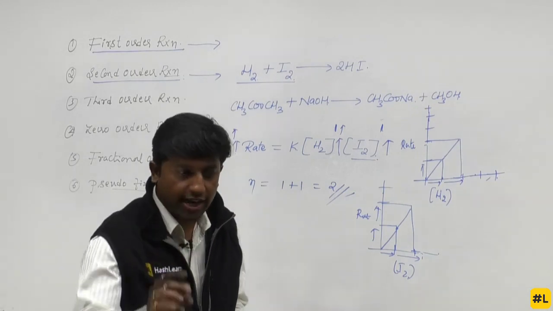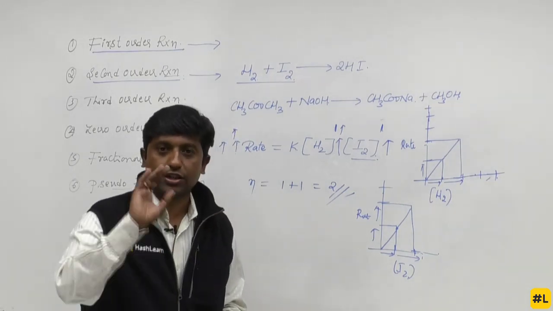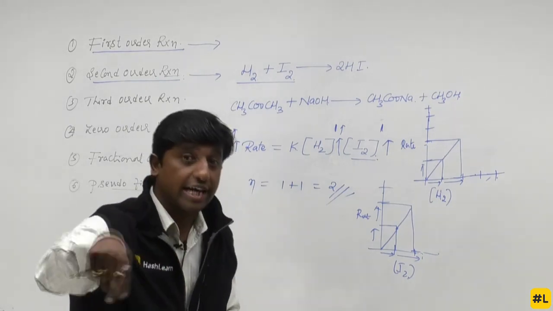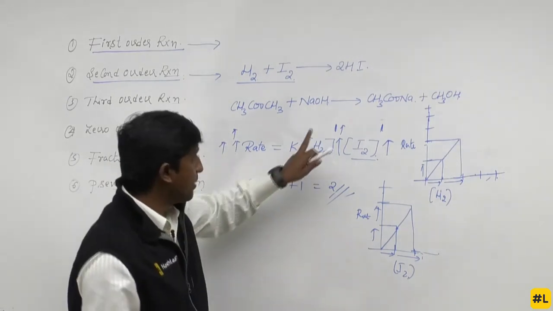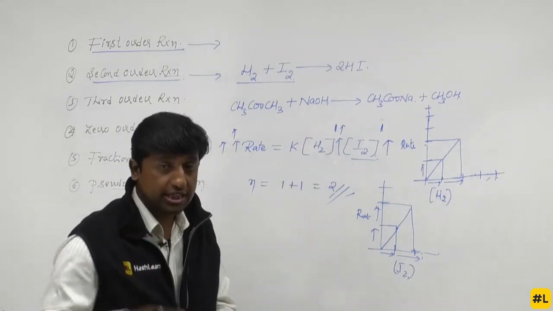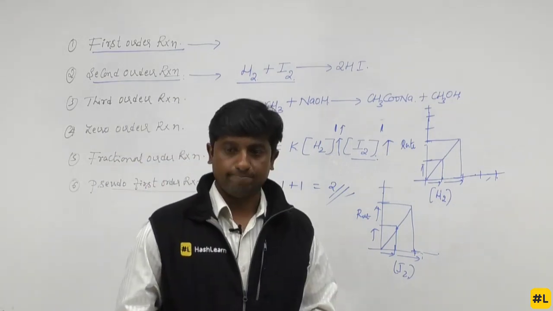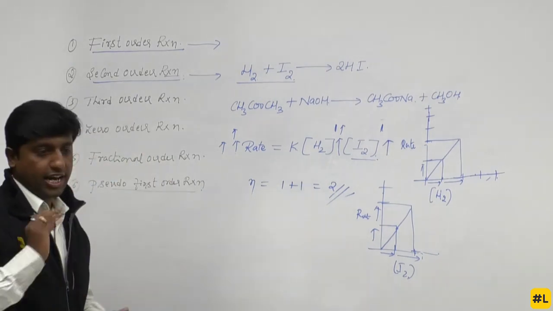Students, the order of the reaction tells us how many times the rate increases with increase in the concentration of reactant. I repeat this statement: how many times the rate increases with increase in the concentration of reactant, whether it is increased by 1 time, or twice, or thrice. That is the significance of order of reaction. Now, let us go to the next, third order reaction.